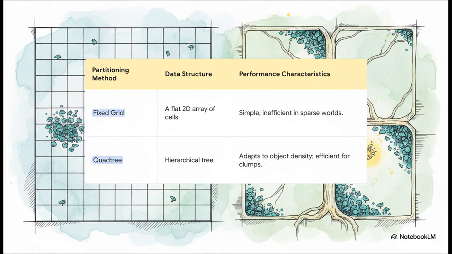Now, there are a couple ways to do this. A fixed grid is the simplest. Just imagine laying a piece of graph paper over your game world. It's super easy to set up. But what if all your creatures clump together in just one or two of those grid cells?